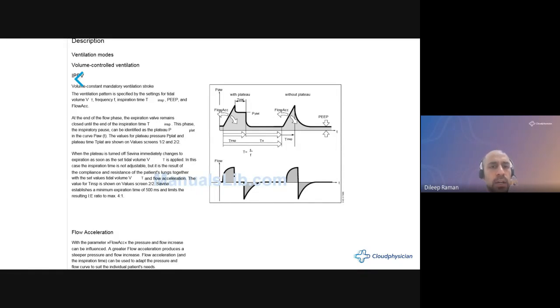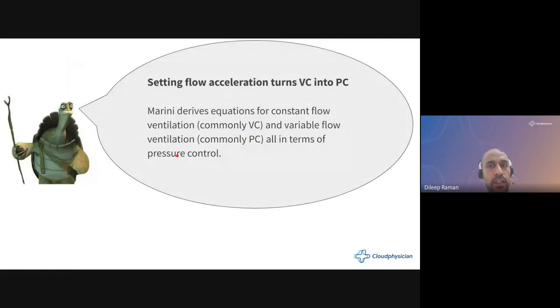That is showing us that perhaps there is a resistive component. But the key point here is that all things that we have discussed so far point to some form of pressure control. So if you have flow acceleration on a Draeger ventilator, there is a high chance that that ventilator is actually not a volume control ventilator. It's probably a pressure control ventilator.